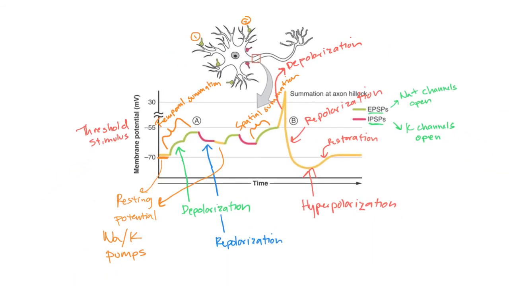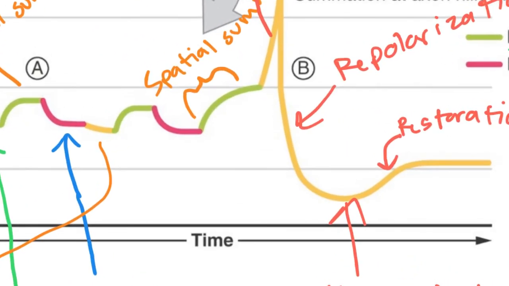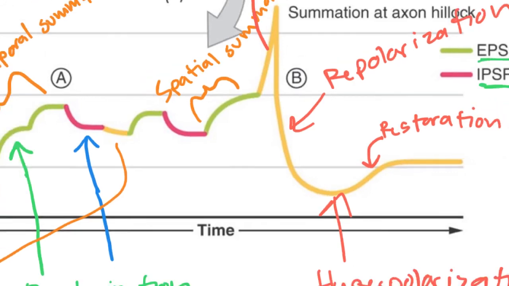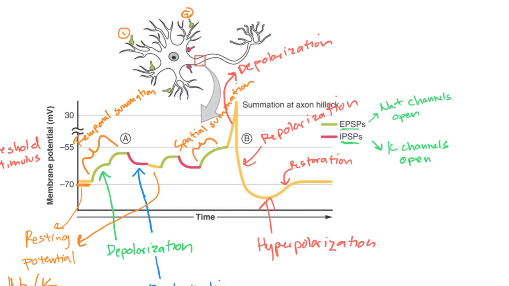How is that green one in the middle there? How is that spatial summation? Well, we're just assuming that it is a bigger jump in the same amount of time. And so we're using our imaginations a little bit. But we're saying 1 and 2 fired at the same time, and so rather than this little increase, we have this big increase.